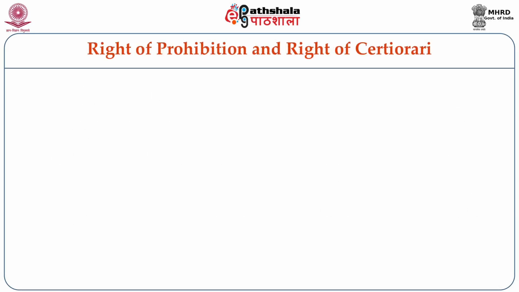Two very interesting writs which are very closely related: writ of prohibition and writ of certiorari. First, we will discuss the writ of prohibition. A writ of prohibition is issued by the higher judiciary, that is, the High Court or the Supreme Court against a lower court, when the lower court is entertaining a matter which it has no powers or jurisdiction to entertain.